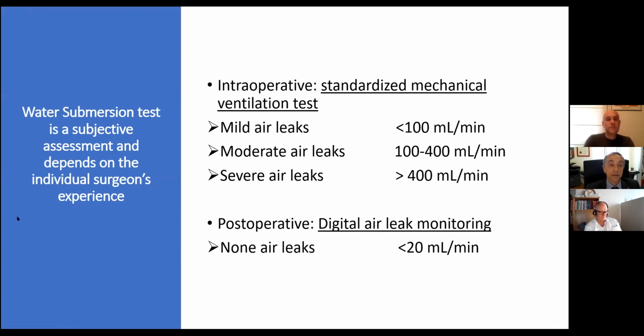Now it has changed, and we have understood that the water submersion test is a subjective assessment and depends on the individual surgeon's experience. Now we can evaluate with a standardized method with mechanical ventilation how big the air leak is: below 100, between 100 and 400, more than 400. Otherwise, in the post-operative period, we have digital air leak monitoring, which can give us a good idea of what is no air leak. That is, according to the literature data, below or equal to 20 milliliters per minute.